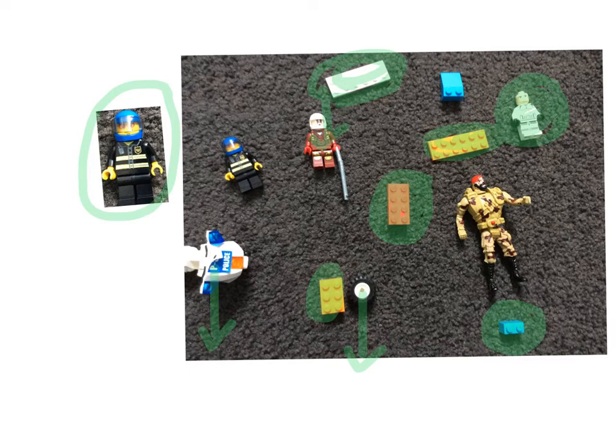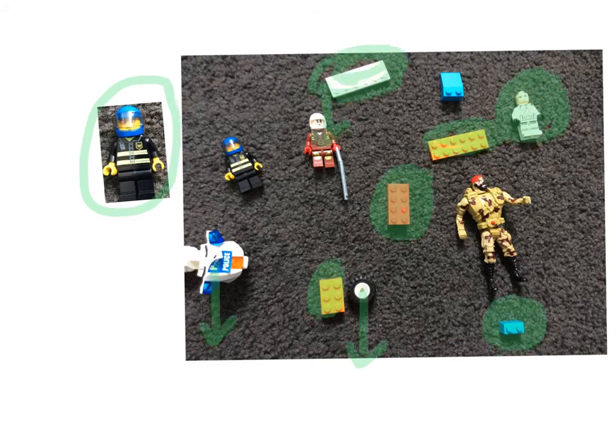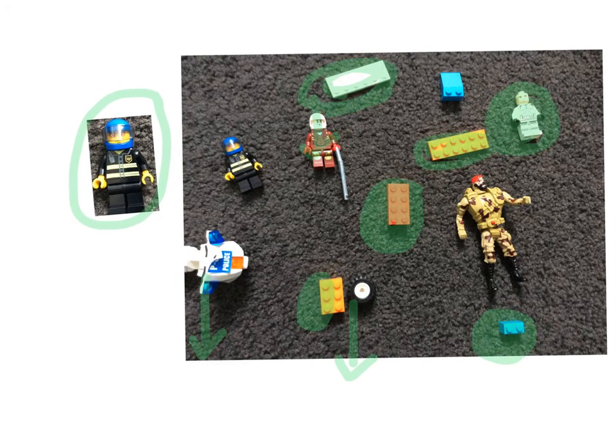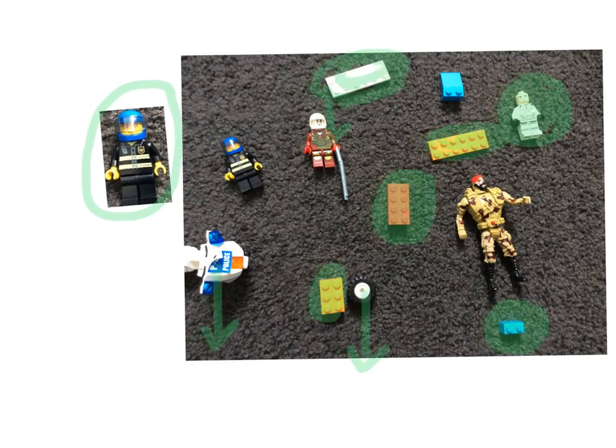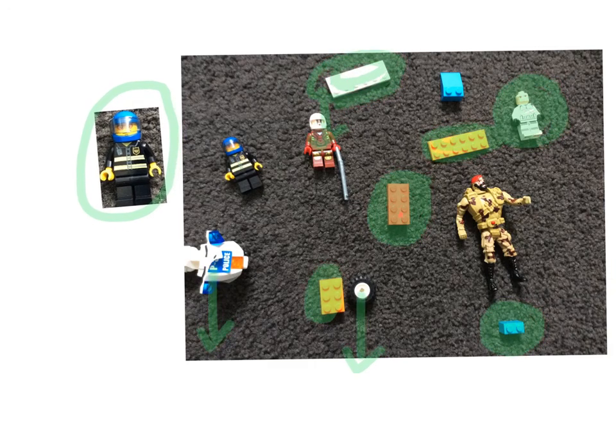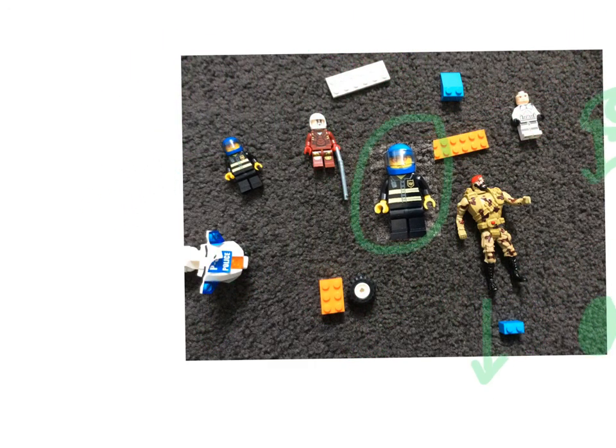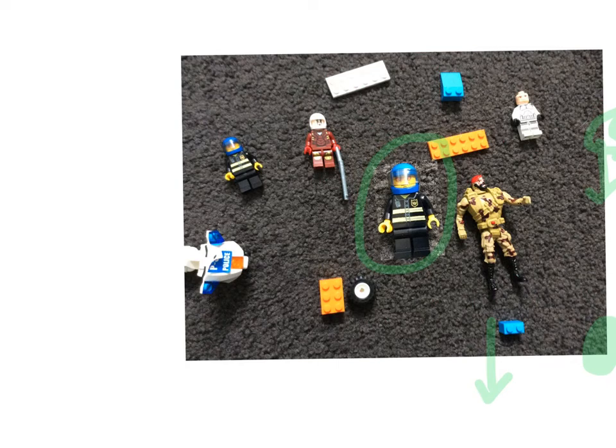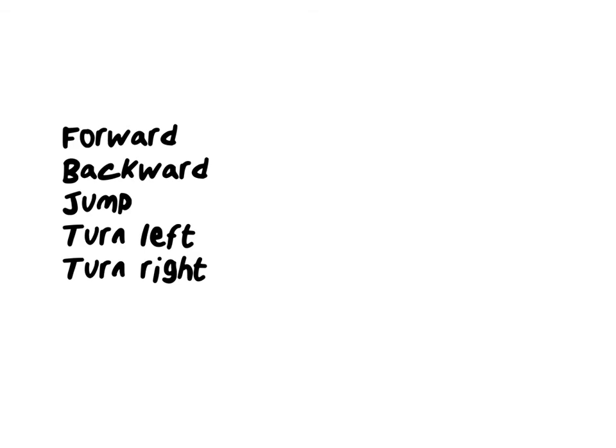Another word that we might be using is on top of. I'm going to shift this Lego man, and it's going to shift all the other green things, but that's okay. We're going to put him on top of the red piece of Lego. On top of. Some other things we're going to learn this week are to move in different directions, like forward, backward, jump, turn left and turn right.